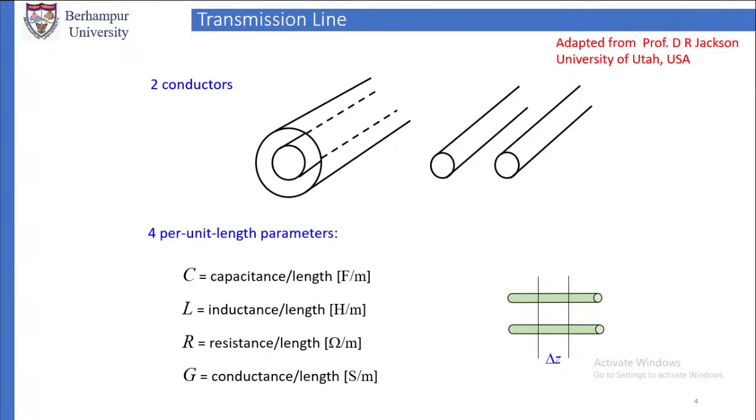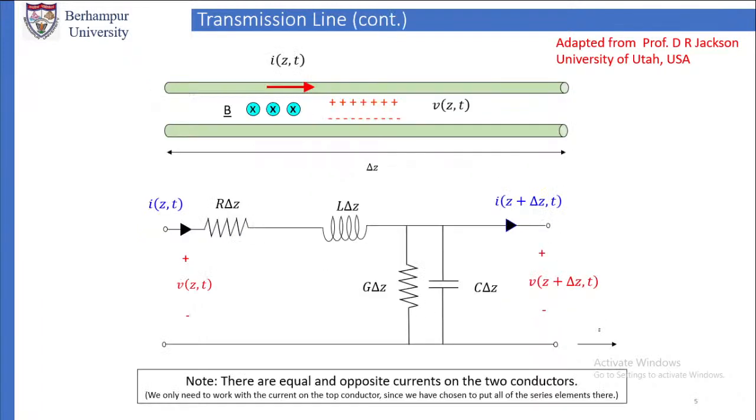So per unit length, first we define what will be the resistance, inductance, conductance, capacitance in the transmission line. So this is how we define. These are the values per unit length on the transmission line. Then we can start the analysis of the transmission line.